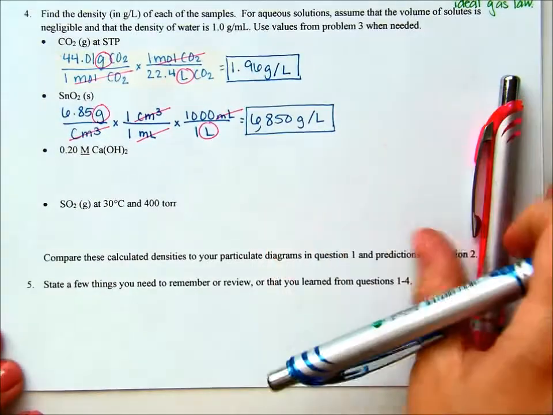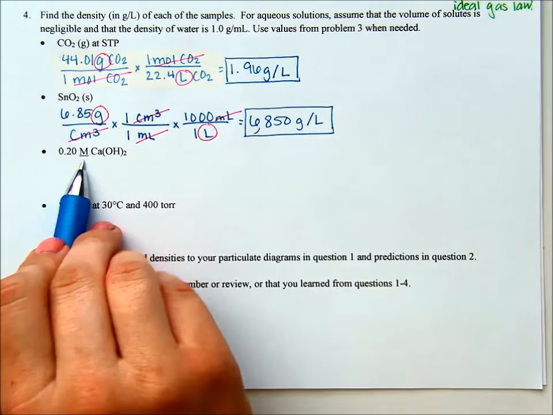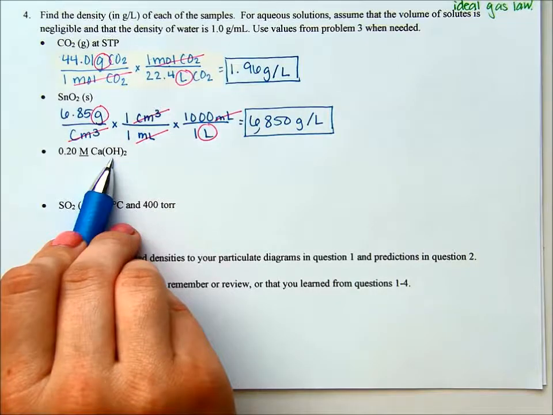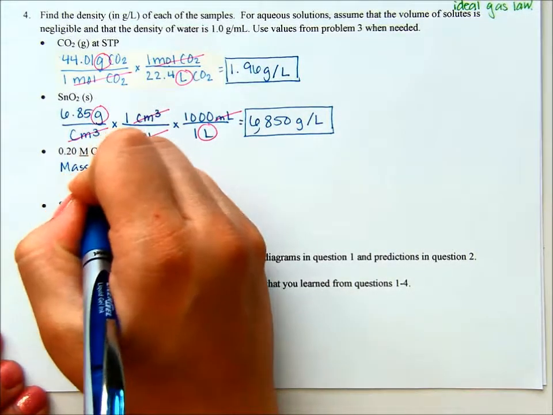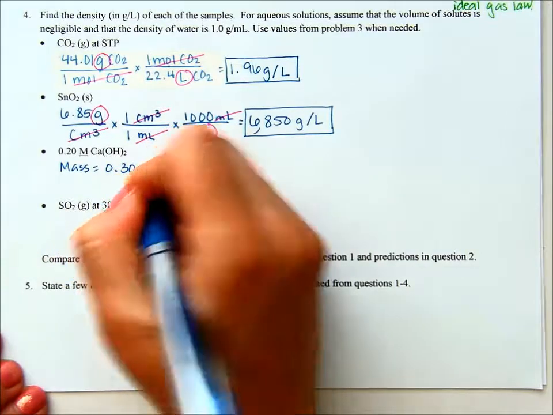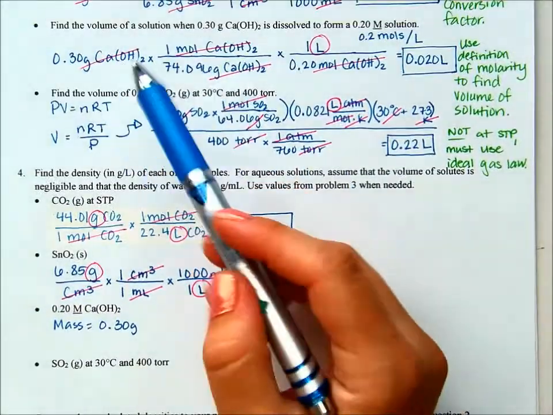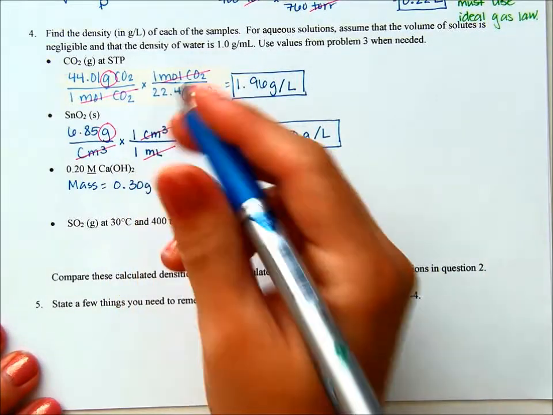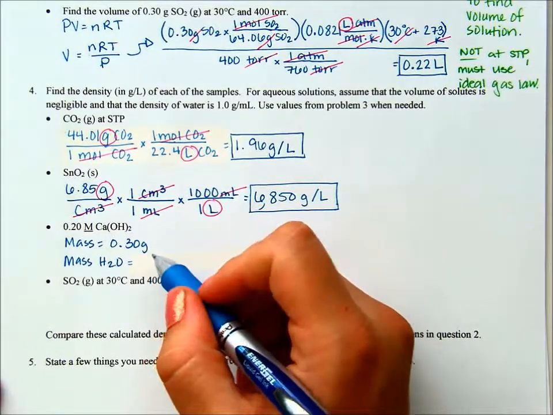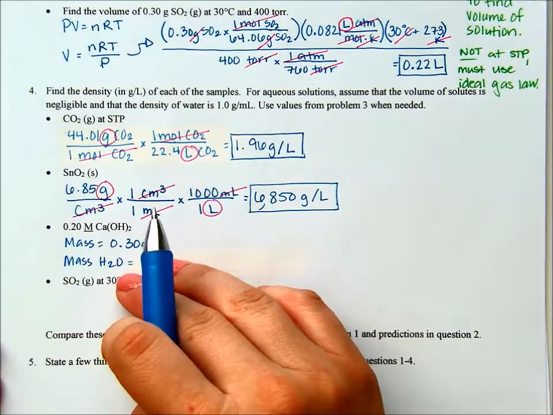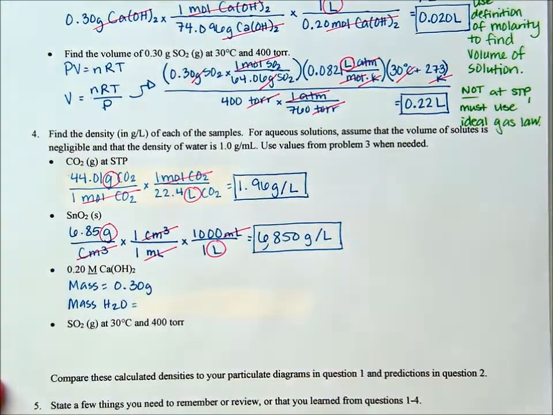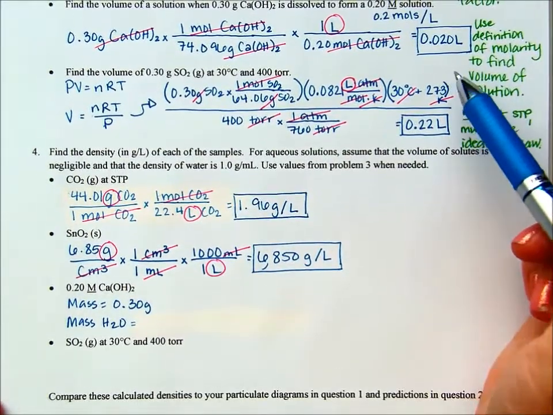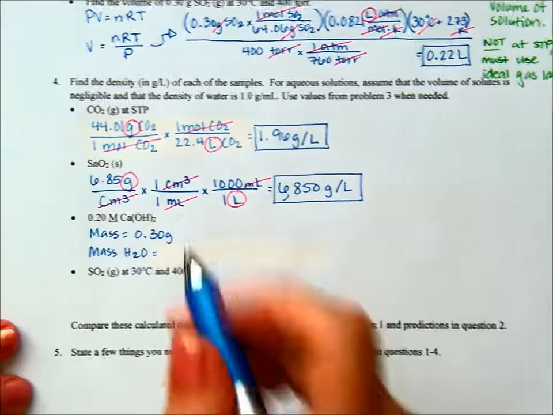Okay, moving on to our next one. 0.020 molar calcium hydroxide. So we know that the mass of calcium hydroxide is 0.30 grams. How do we know that? Well, from our previous problem here, 0.30 grams. And so for the mass of H2O, we are going to go ahead and start with the volume of H2O, which we figured out from above. We figured out that the volume of the total solution was 0.020 liters up here in problem 3. So we're going to go ahead and start with that.